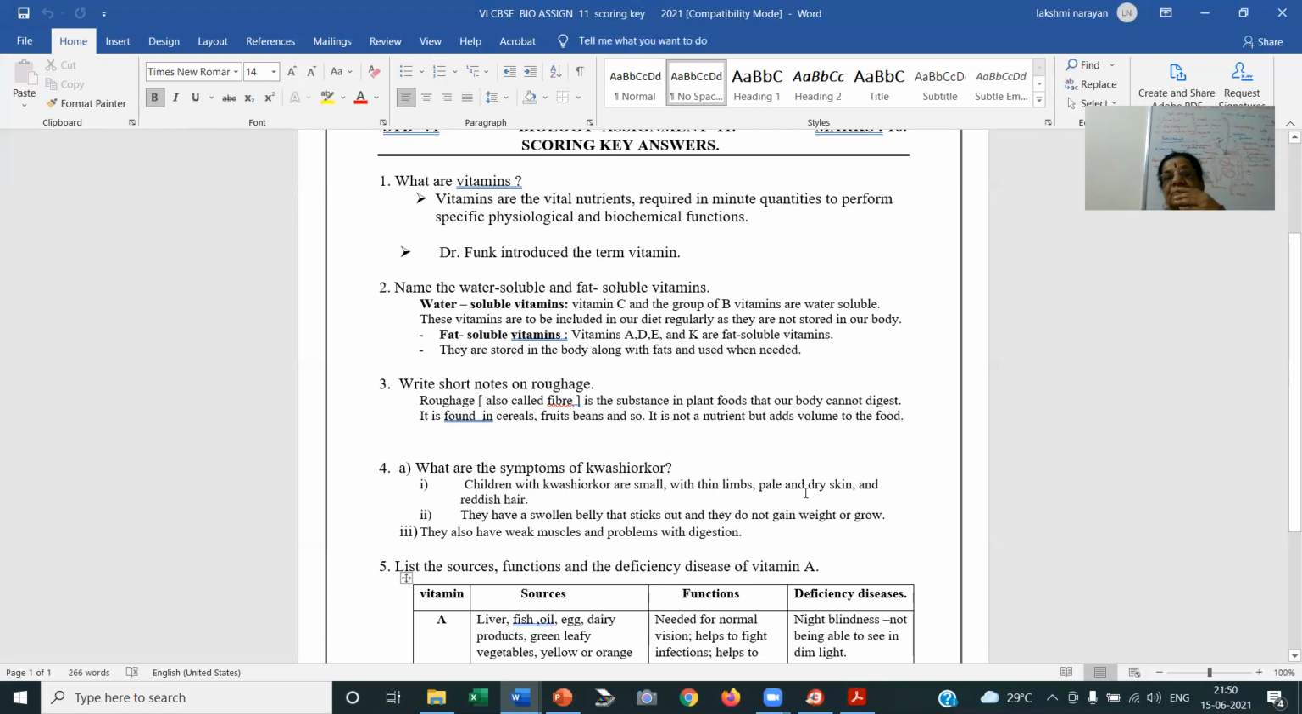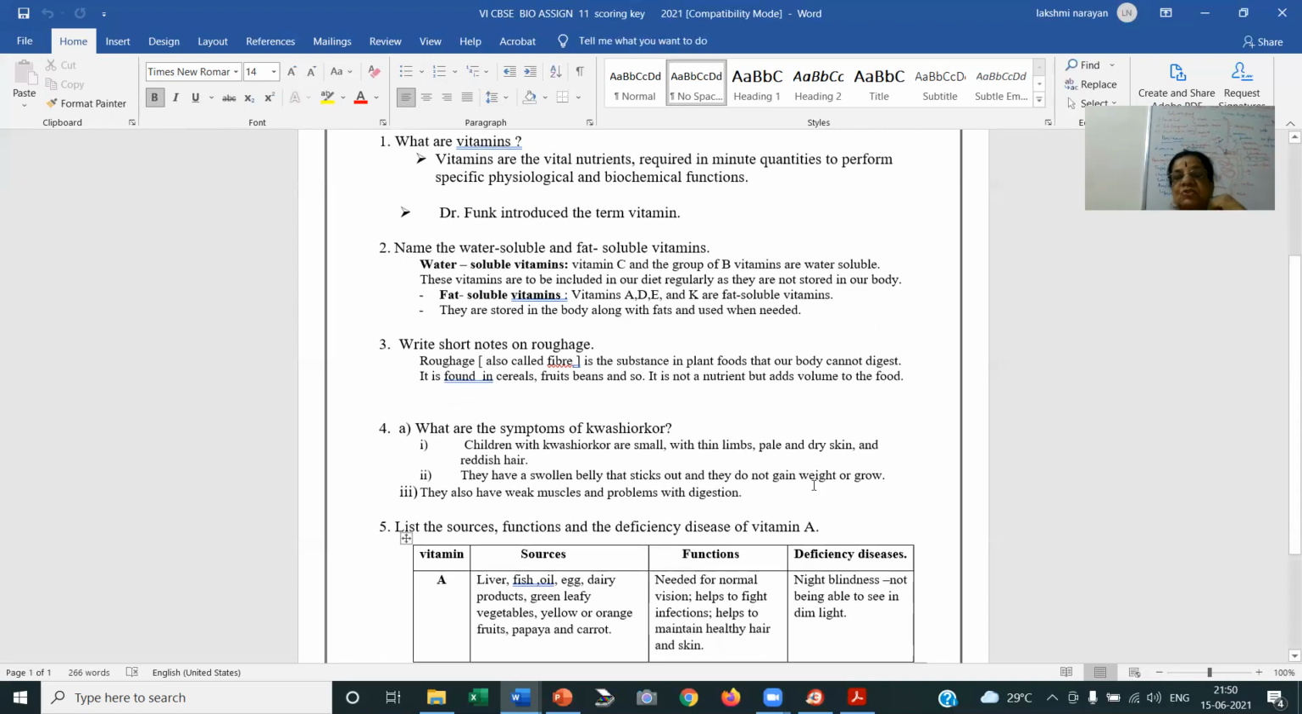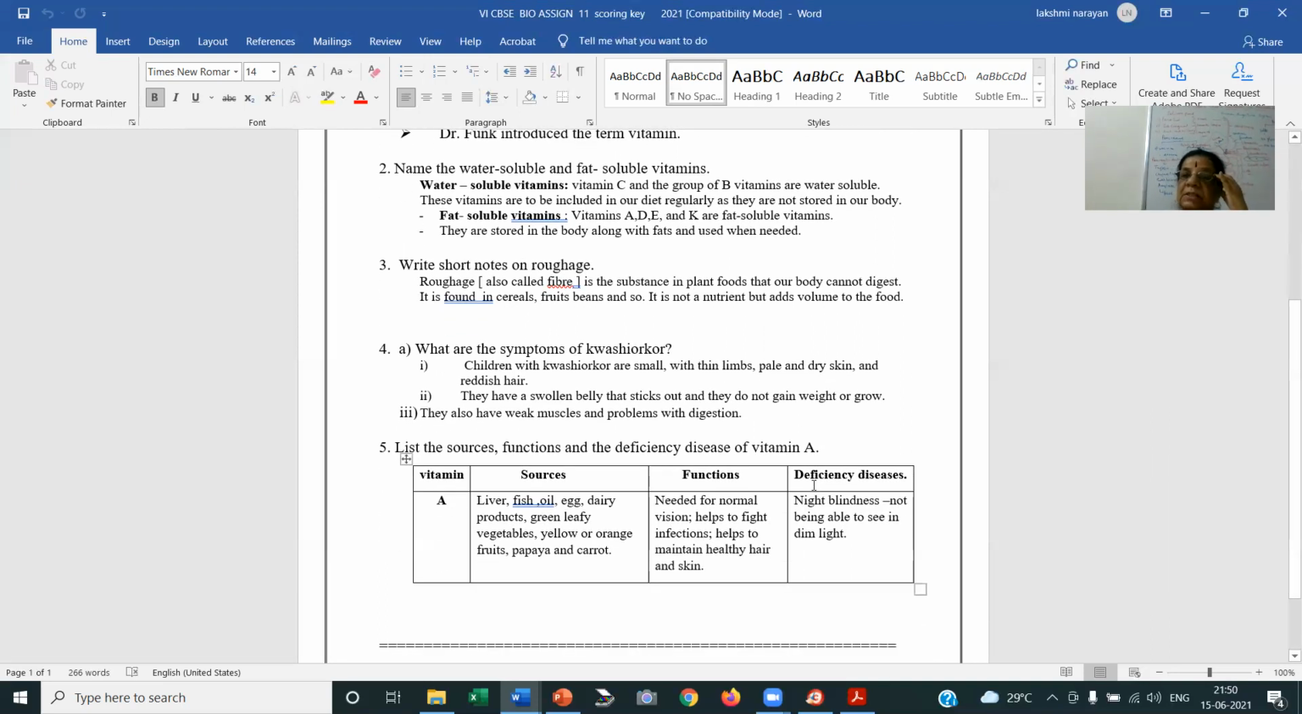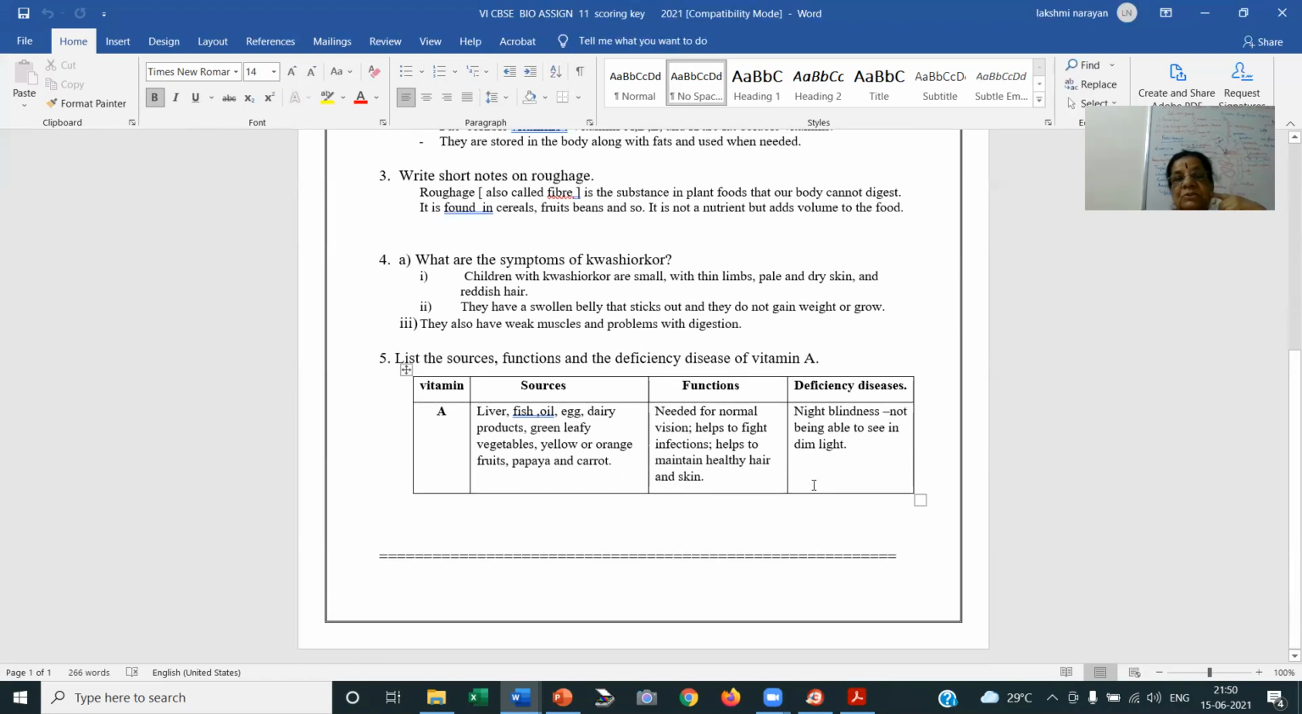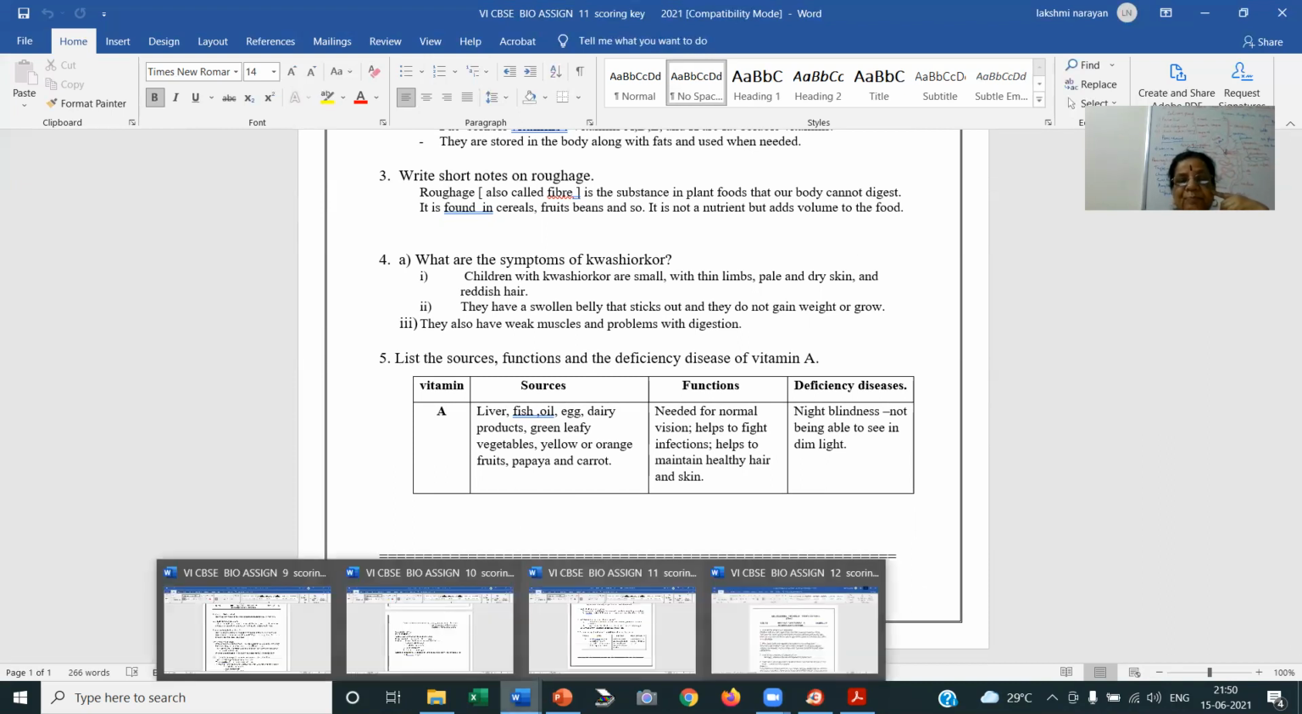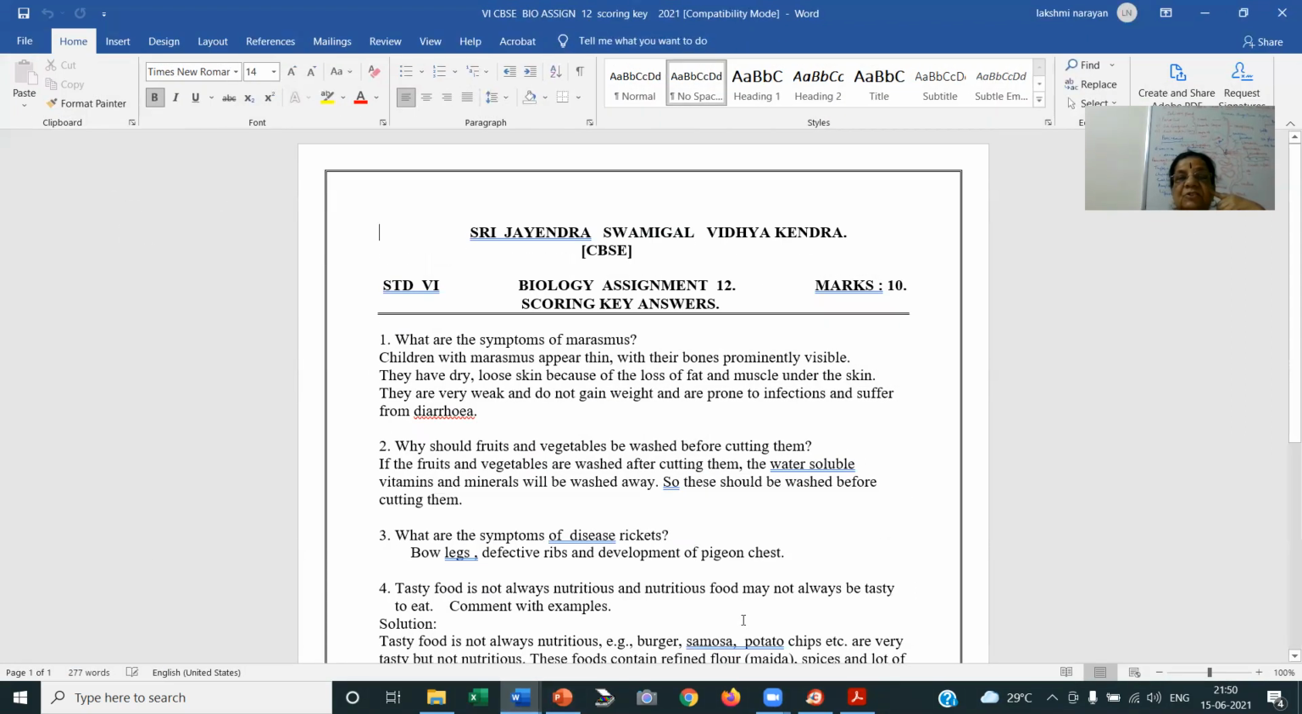So here are the questions. What are vitamins? Name the water soluble and fat soluble vitamins. Write notes on roughage. What are the symptoms of kwashiorkor? List the sources and deficiency disease of vitamin A. I hope you understand. So this is our assignment number 11. Okay. Next, assignment number 12.